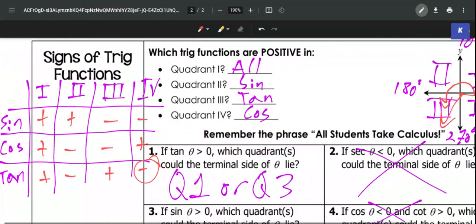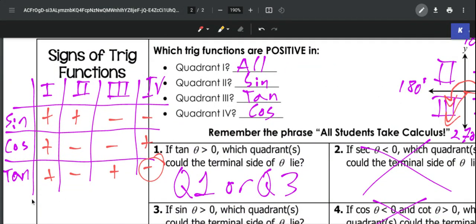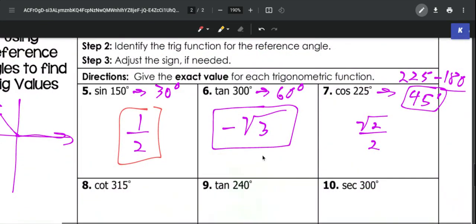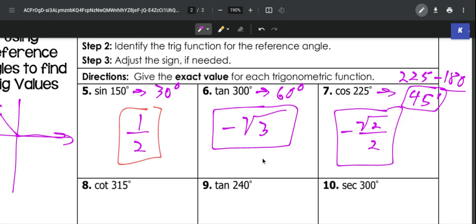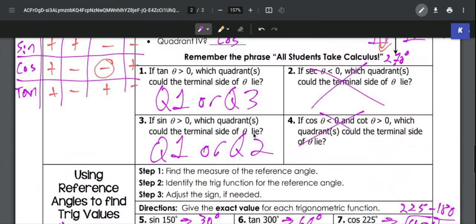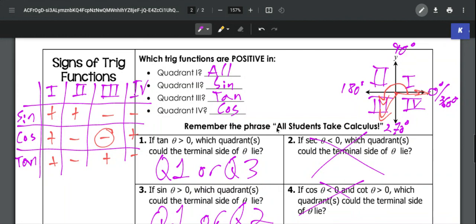Now, is cosine positive or negative in quadrant 3? And here we have that it is negative. So this should be a negative number. So this is going to be negative square root of 2 over 2 as our answer. So that's all you have to do for these. Now, the hard part for some people is finding the reference angle. But like I said, you're only going to be using either 0, 360, or 180. So it all just depends on what values it's in between.